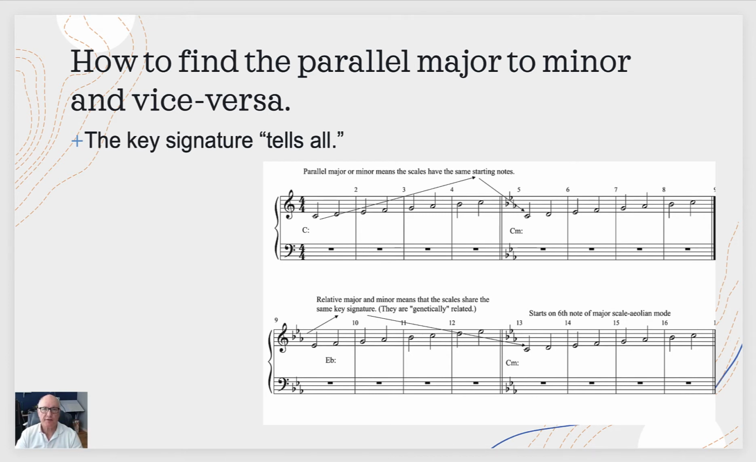Relative means they have the same genetics. They're related to each other. They have the same key signature. So if I start with E flat major, and then I go to the sixth note of that, and drop it down an octave, then I automatically get its relative minor. So don't get those confused. It's easy to kind of get them confused, but if you think of relative as having the same genetic material and parallel as having the same starting note, you'll be just fine.